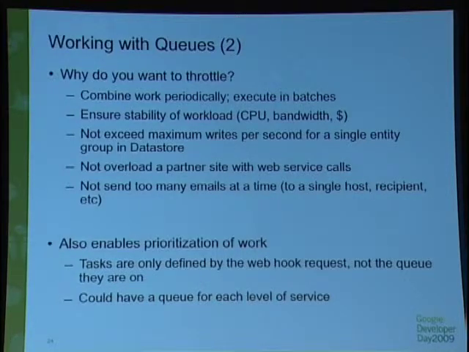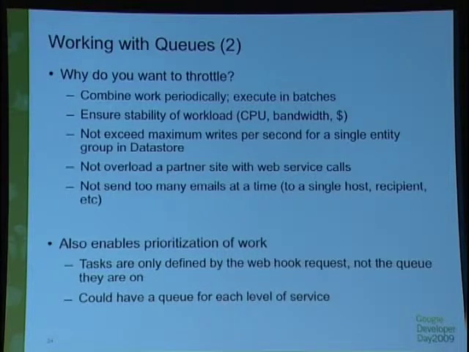You might have certain agreements with other sites, sending them HTTP requests or XMPP messages or emails, where you can't exceed 50 per second. So this can be used to enforce that kind of policy. And like I was saying, it lets you prioritize work. So the queues are isolated from each other, so you can have a fast queue, a slow queue, a reliable queue, and a flaky queue, and use them all differently.